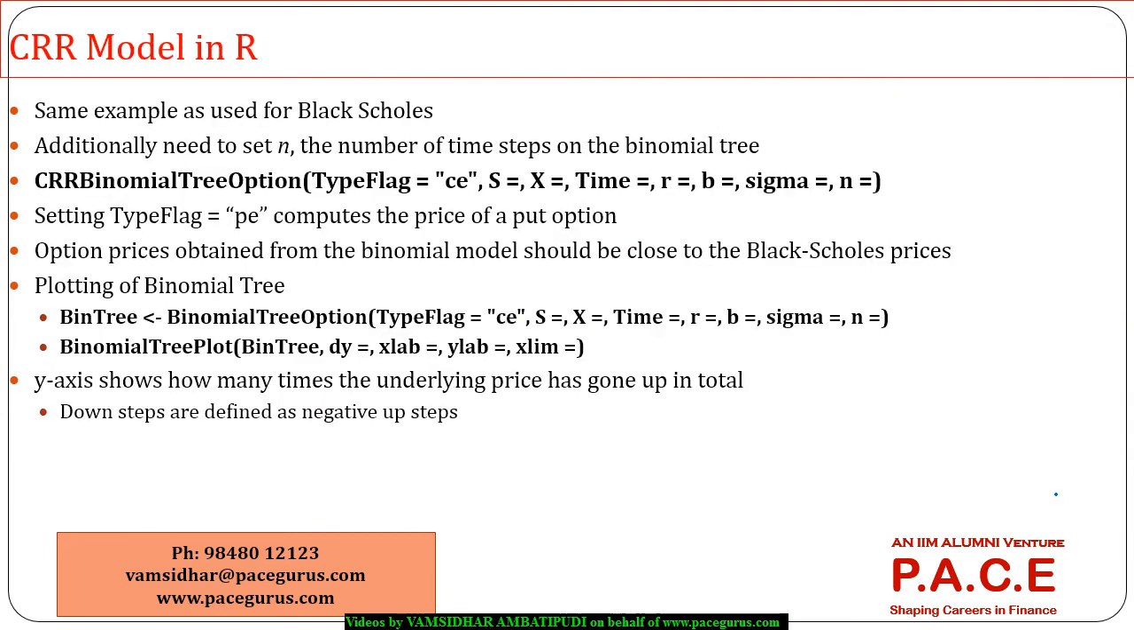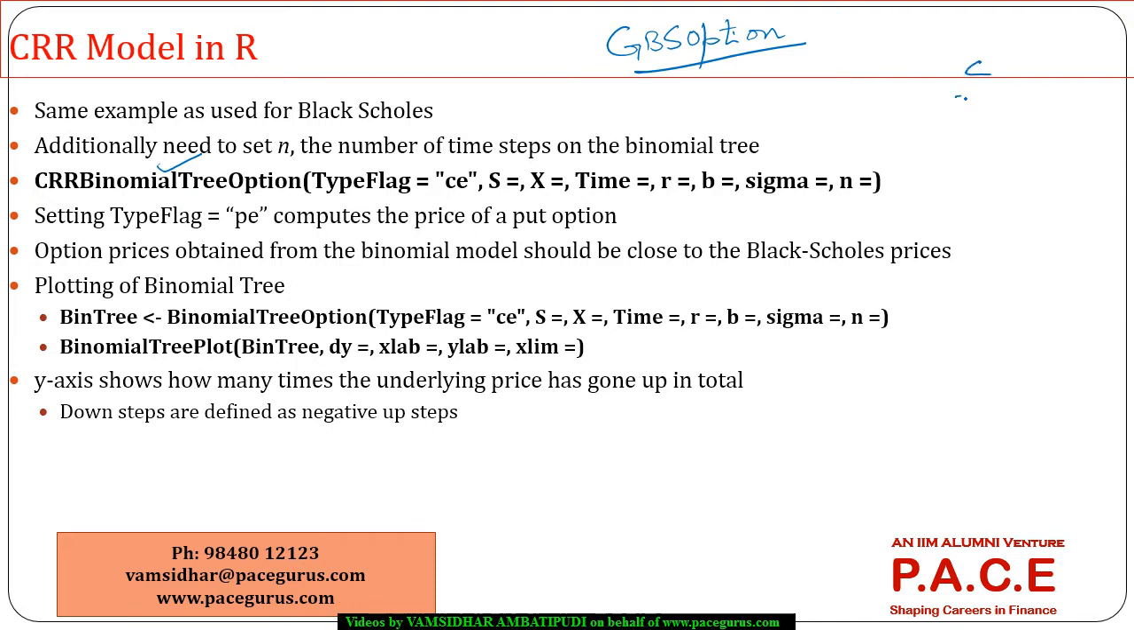Now if I have to put it in R, it's again straightforward stuff. We have again a straightforward function, just like the GBS option function that is present in the fOptions package. Here we have CRR binomial tree option. The CRR binomial tree option directly lets us compute the binomial tree based call option premium or the put option premium. So let's do it for the same example, because we already have the values.